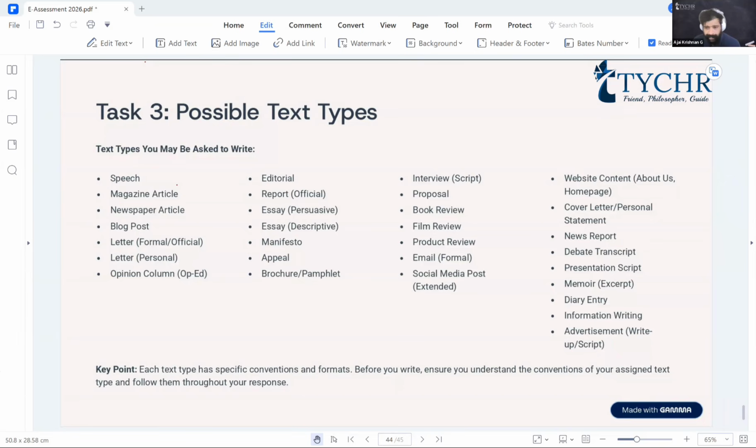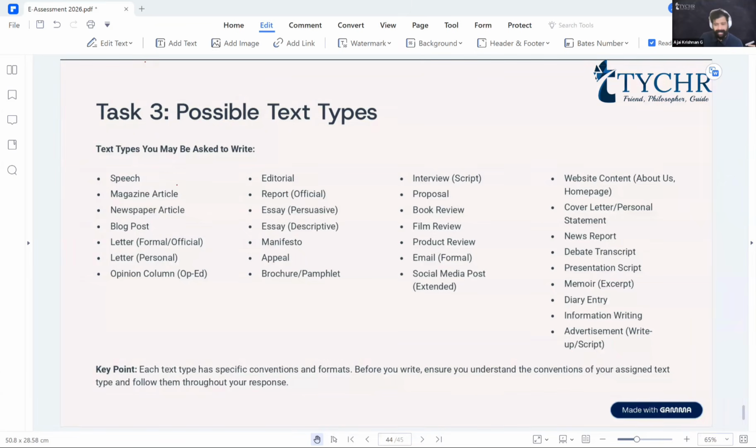What does a social media post extended mean? Yeah, it means that you will be asked to create a LinkedIn post, or a Facebook post. You will be asked to create an Instagram post also. Extended means that social media posts are usually very short, right? You hardly write only 100 words or 150 words for most social media posts.